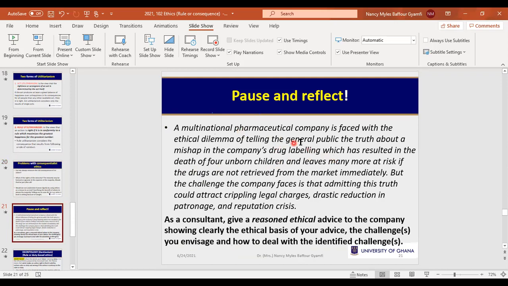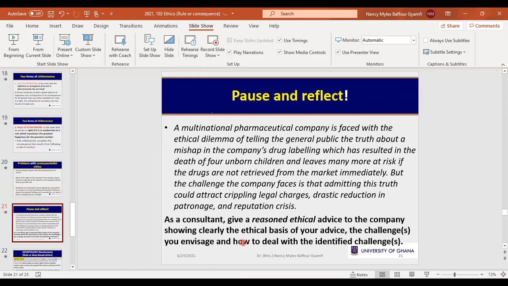A multinational pharmaceutical company is faced with the ethical dilemma of telling the general public the truth about a mishap in the company's drug labeling, which has resulted in the death of 4 unborn children and leaves many more at risk. The drugs are not retrieved from the market immediately. But the challenge the company faces is that admitting this truth could attract crippling legal charges, drastic reduction in patronage, and reputation crisis. You know what that means already.